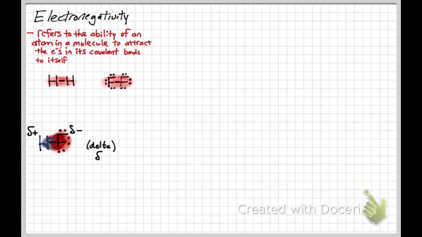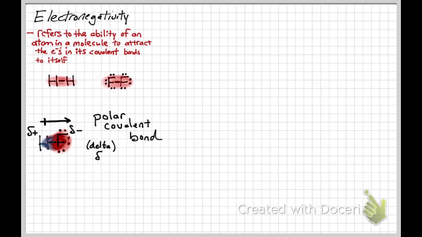And we represent the polarity with an arrow drawn towards the side with the negative charge. And so this HF bond is polar towards the fluorine atom. This concept of electronegativity was... And this polarity results in what we call a polar covalent bond.